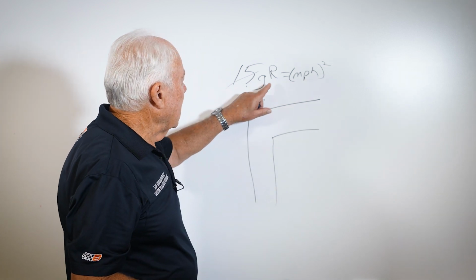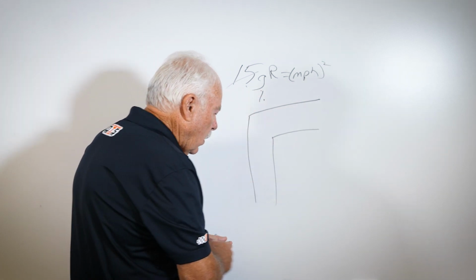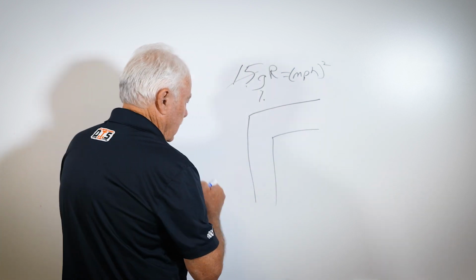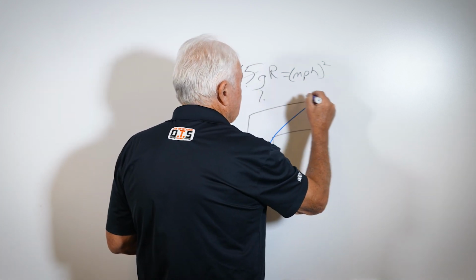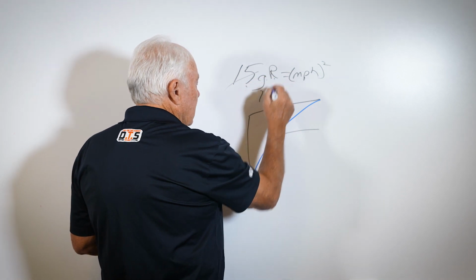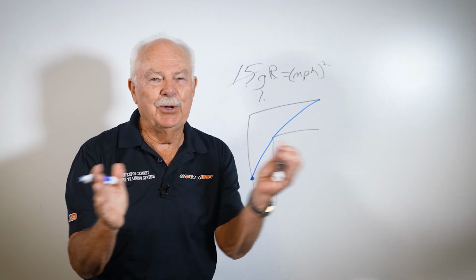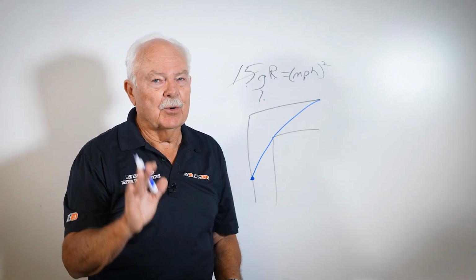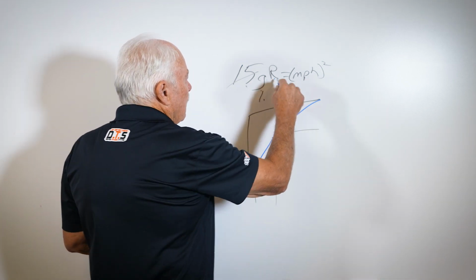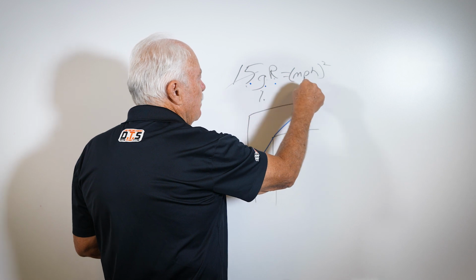15 times grip times radius. Radius is the arc you draw through the corner. So you come from over here, and you get down to the inside, and you go to the outside. Now, this is using your lane. You're not allowed to use oncoming traffic. We have the luxury on the racetrack of using the whole track, but not on the street. So 15 times grip times radius equals miles per hour squared.